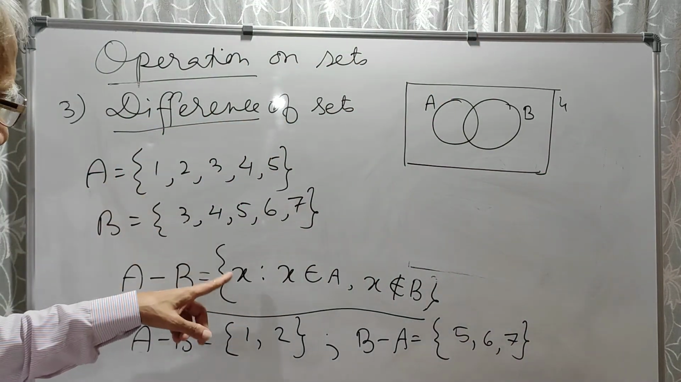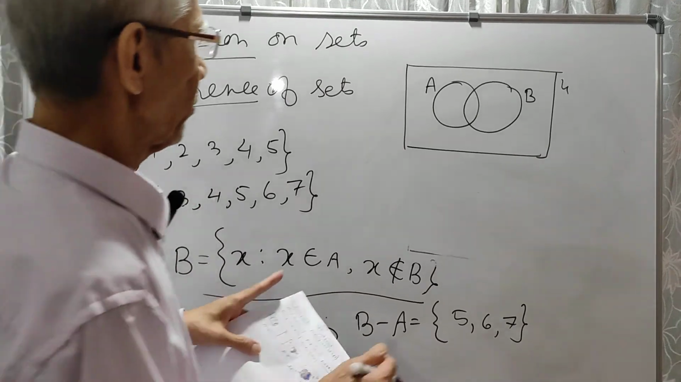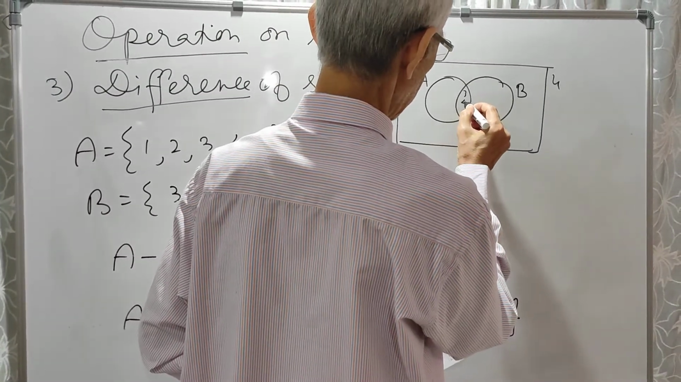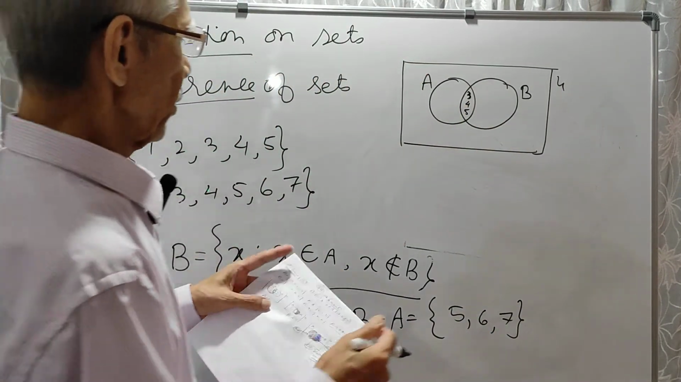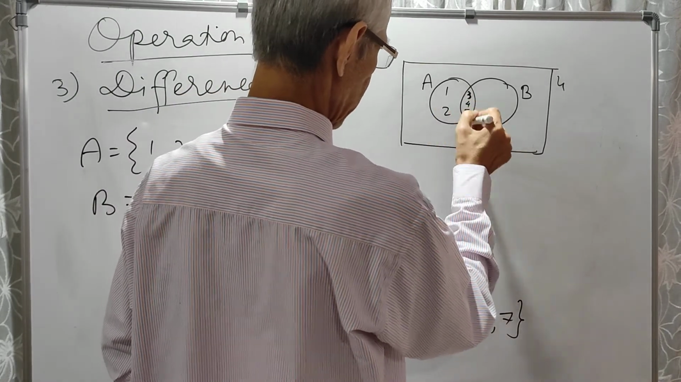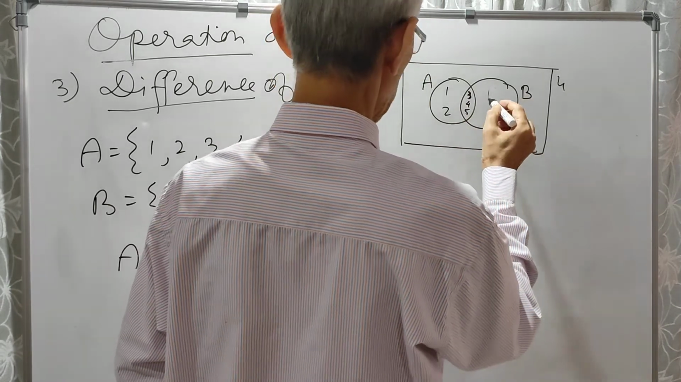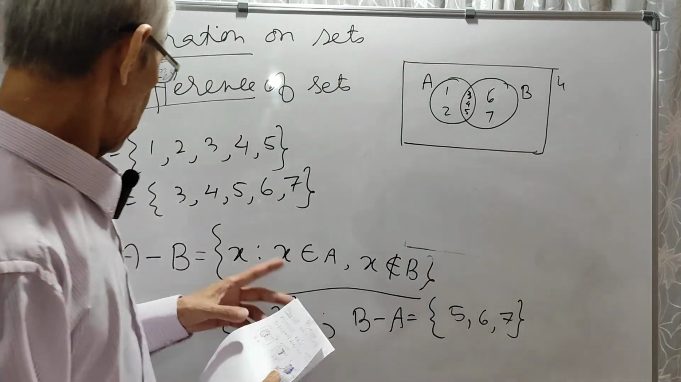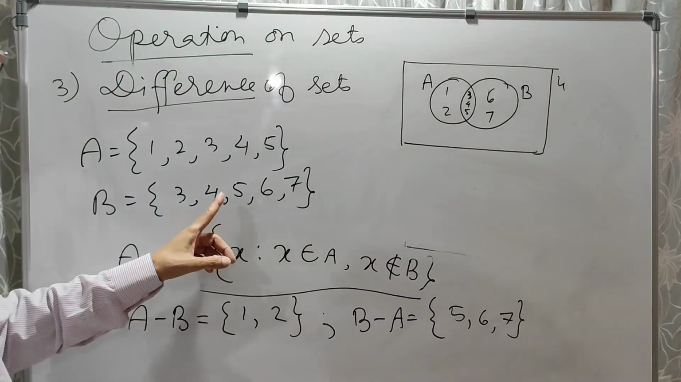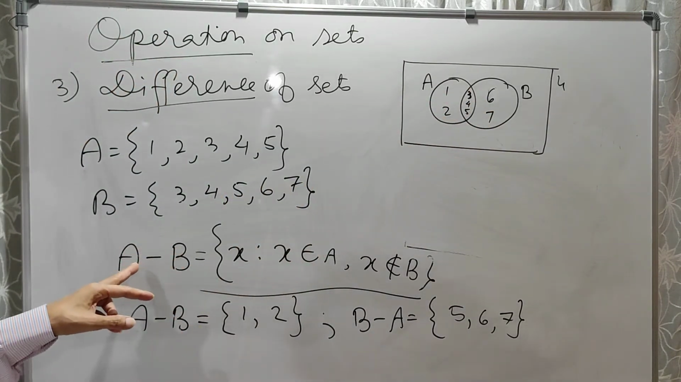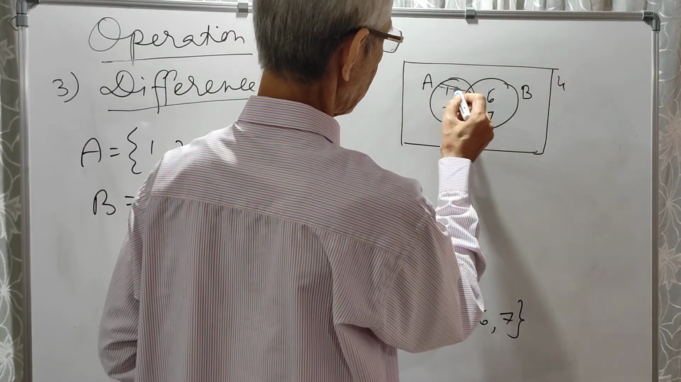Now which are the common elements? 3, 4, 5. Yes, 3, 4, 5 are the common elements. So this common region will contain 3, 4, and 5. So A will be 1, 2, 3, 4, 5, and B will be 3, 4, 5, 6, 7. Right. Now A minus B is what? 1, 2. Yes, this region.